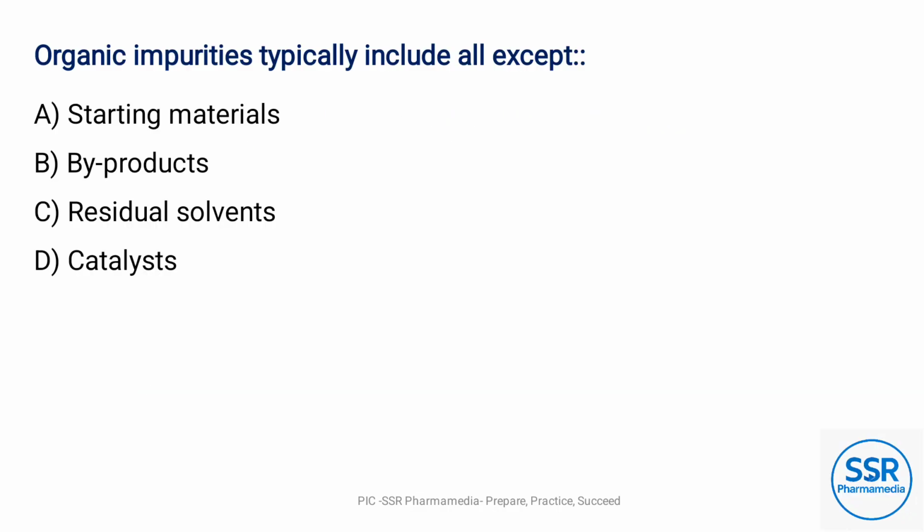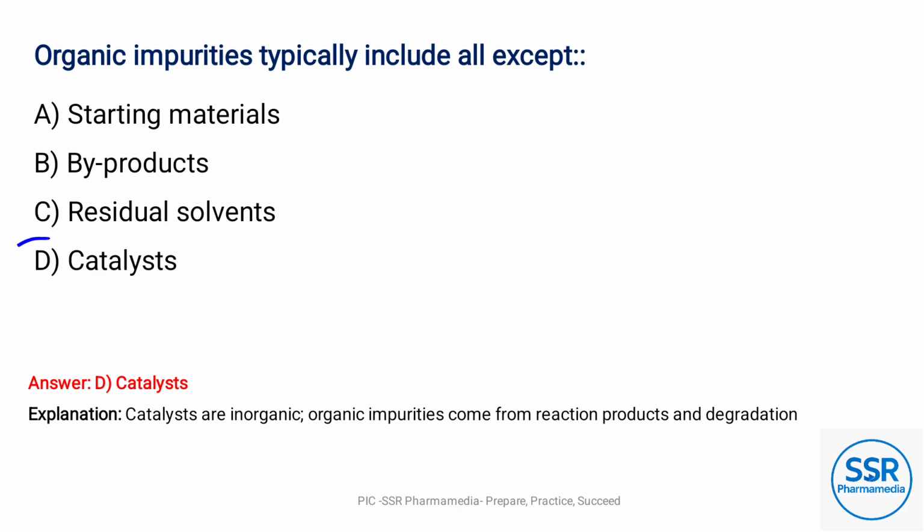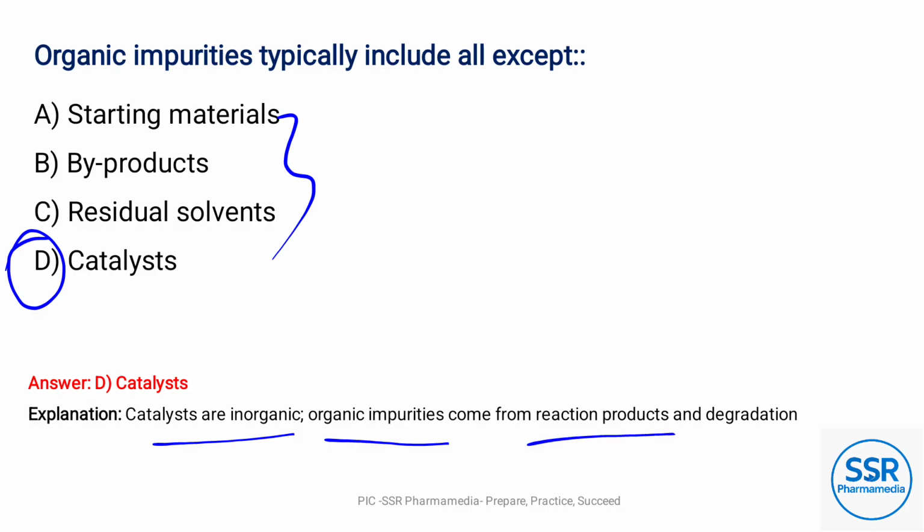Move into the questions. Organic impurities typically include all except. So the answer is option D, catalyst. These are all included as organic impurities except catalyst. Catalysts are inorganic, while organic impurities come from reaction products and degradation products.